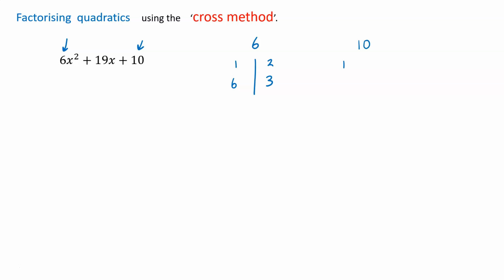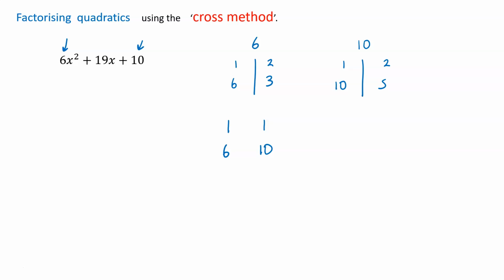Let's repeat for 10 now. Factors of 10 are 1 and 10 and 2 and 5. And now it's a case of trial and error. So we must pick a combination, a pair of factors from 6 and also a pair of factors of 10. So we have to use one pair from each. Now if I start with 1 and 6, I need to use something from 10. Let's go with 1 and 10.